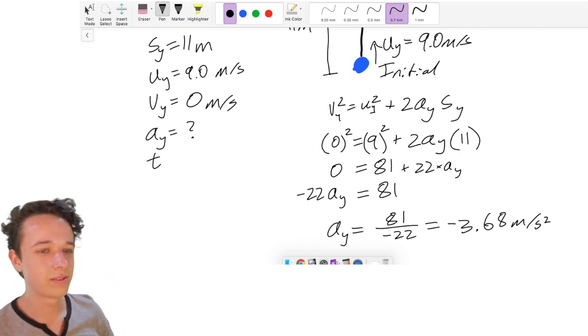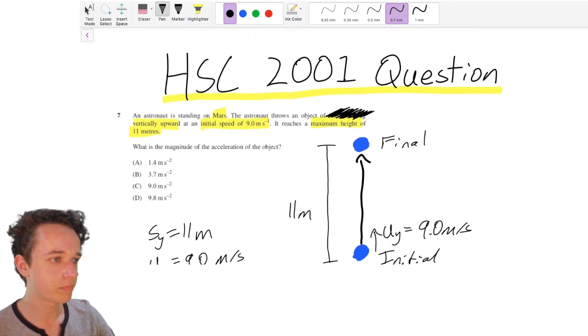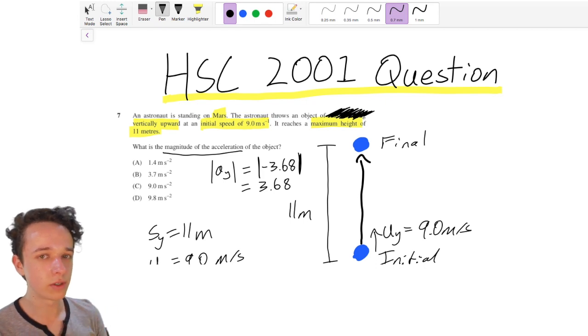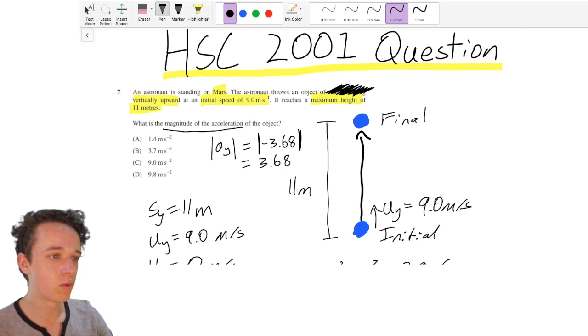All right, so we got negative 3.68, and it asks us for the magnitude of the acceleration. The magnitude of our AY is equal to the magnitude of negative 3.68, which is equal to just 3.68. These signs are just absolute value signs, by the way, and all an absolute value does is, whether the number is positive or negative, you make it positive. So if it's negative, like it is in this case, we just make it positive. And if you write this to one decimal place, you get 3.7, and option B is 3.7. So that is the correct answer for this question.